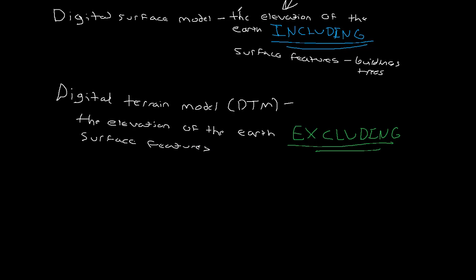Digital surface model includes surface features. Digital terrain model excludes surface features. This is a key difference between the two. The digital terrain model is also an above sea level model, because we're still referencing ocean level as 0. So again, to recap, digital surface model includes surface features, and digital terrain model excludes surface features.